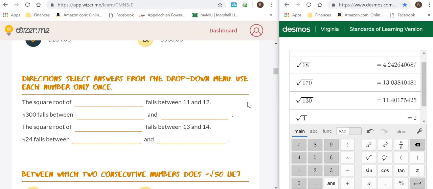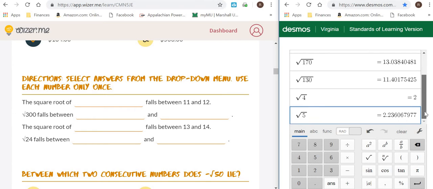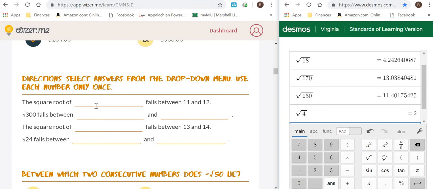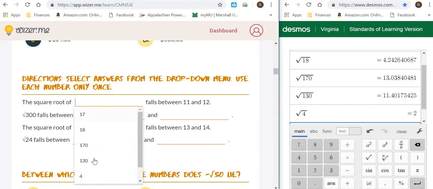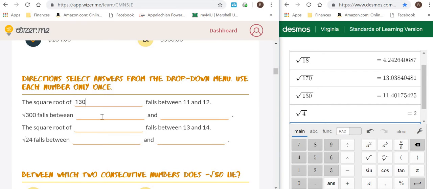We want the one that falls between 11 and 12. Well, that's 4 point, 13 point. Here's an 11.4. That definitely falls between 11 and 12. So the answer for that would be 130.